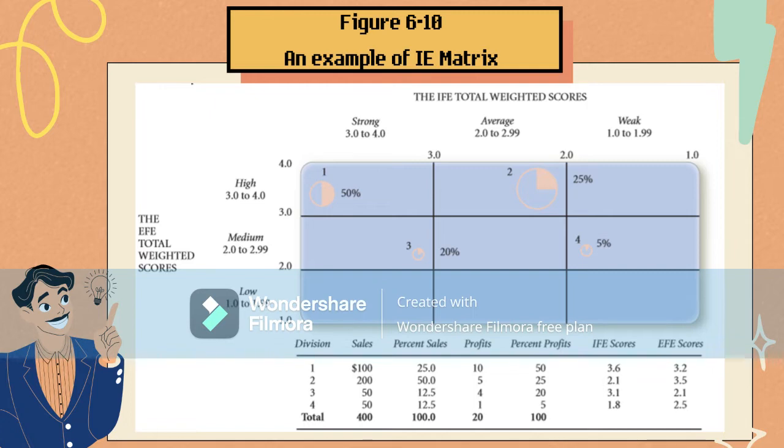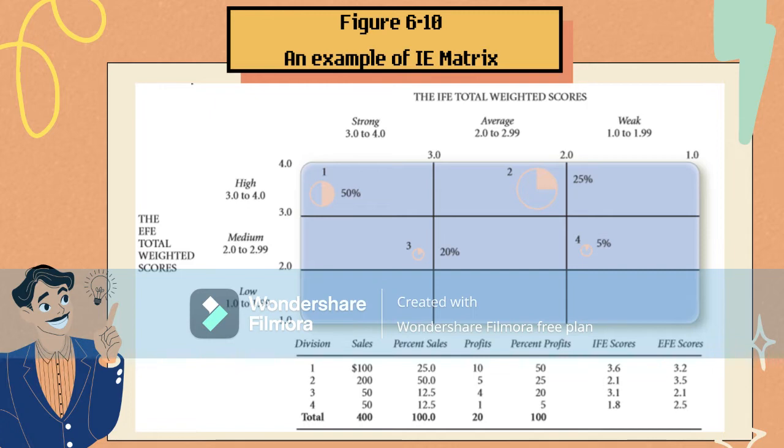Ngayon naman pag-uusapan natin yung mga nakapaloob sa IE matrix. The IE matrix is based on 2 key dimensions, the IFE total weighted score on the x-axis and EFE total weighted score on the y-axis. The size of the circle you see on the screen represents the percent sales contribution of each division, and the pie slices in the circle represent the percentage profit of each division.